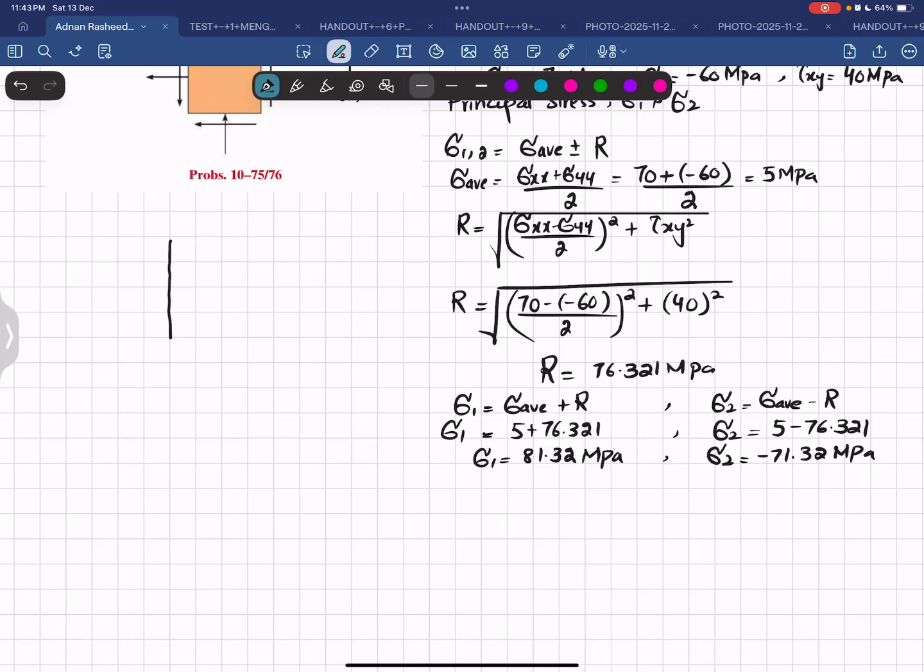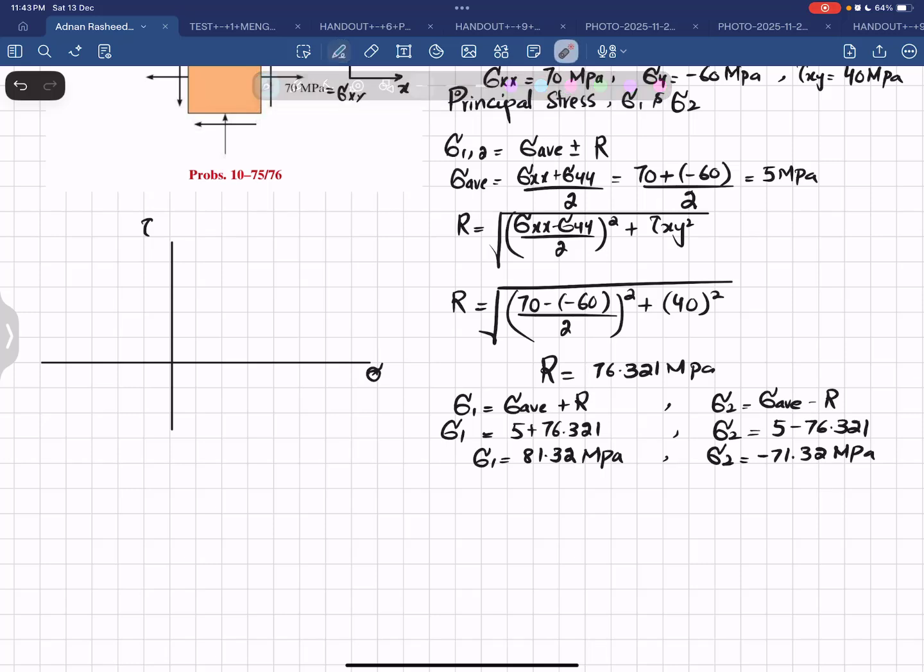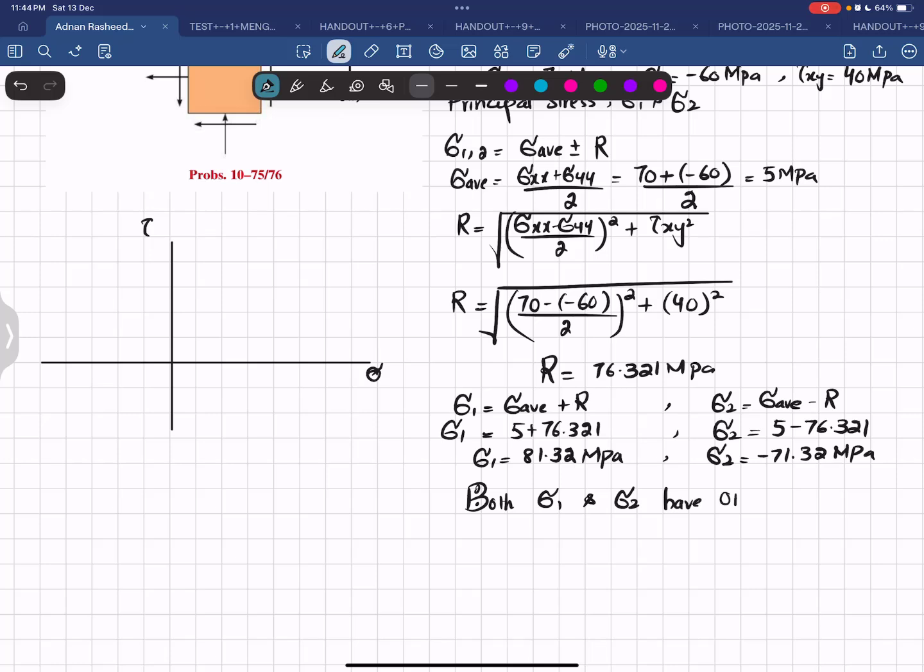Okay, now you have both sigma 1 and sigma 2. If you draw them on a Mohr circle, you have sigma on the horizontal axis and shear stress on the vertical axis. On this axis there is no shear stress, and this is known as the principal plane, and principal stresses always act on the principal plane. So sigma 1 is positive and sigma 2 is negative. So I will write that sigma 1 and sigma 2 have opposite signs.